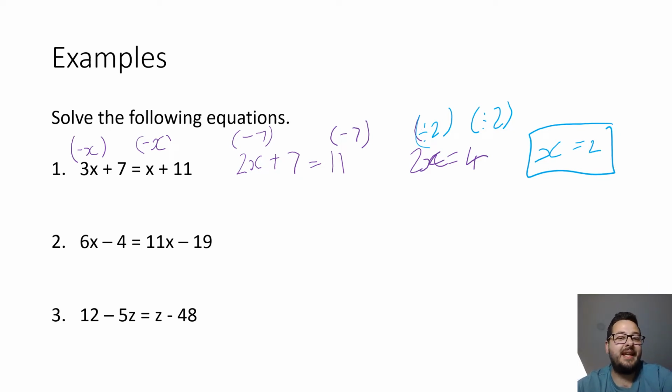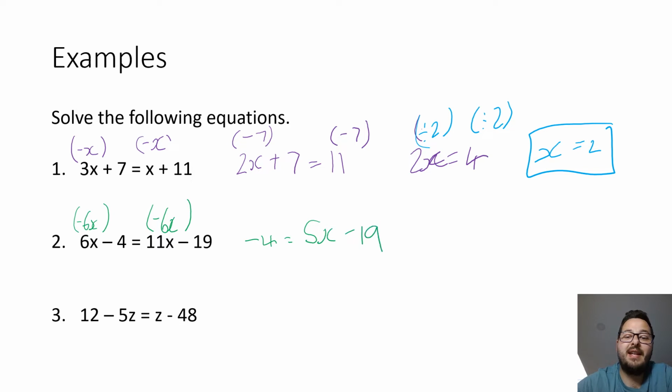So here we've got 6x minus 4 equals 11x minus 19. So 6x is the lowest one, so we will take away 6x from both. And we'll be left with minus 4 equals 11 minus 6 is 5, so 5x minus 19. Then we want to add 19 to both sides. So we're going to end up with minus 4 plus 19 is 15, so we get 15 is 5x. Divide by 5, you're going to get that x equals 3.